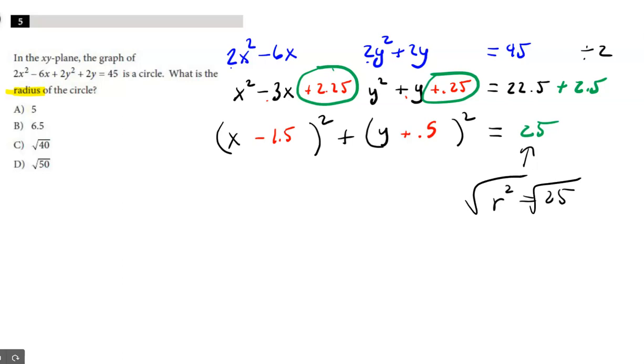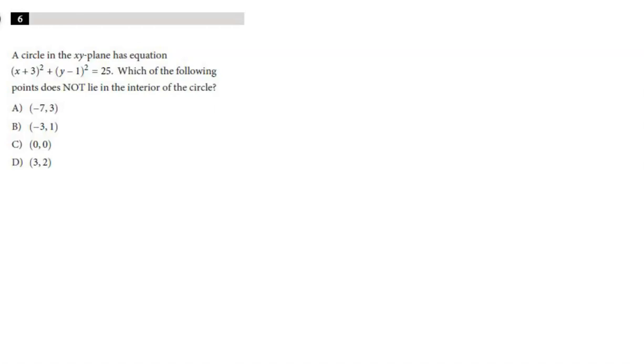So if I take the square root of both sides, it looks like the radius is 5. Correct answer, A. Number 6, a circle in the plane has an equation. They give it to me. Which of the following points does not, so be careful right there, does not lie in the inside of the circle? So I think I better sketch a graph of this one.